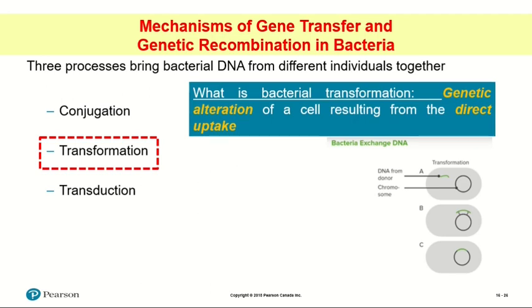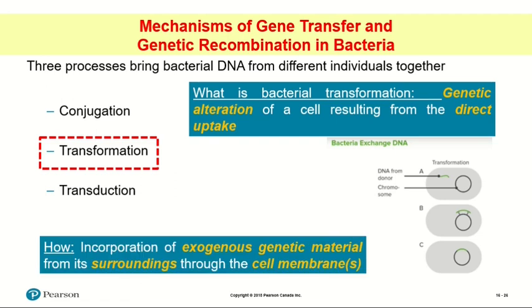So what is bacterial transformation? Now we define bacterial transformation as the genetic alteration of a cell resulting from a direct uptake of DNA. And how does it happen? There is an incorporation of exogenous genetic material from its surroundings through the cell membrane. It's very interesting, although at that time he didn't know what the transformation principle was. He didn't know if it was DNA, proteins, or lipids. He just knew that something was causing the change.